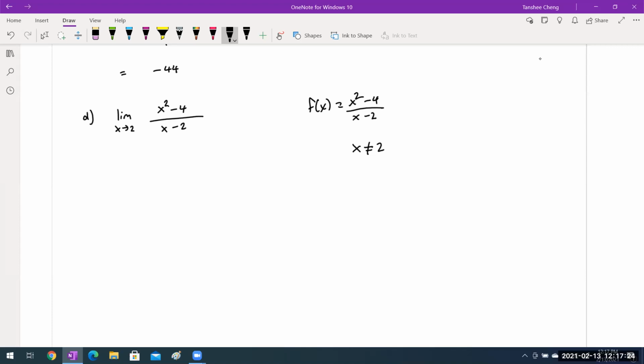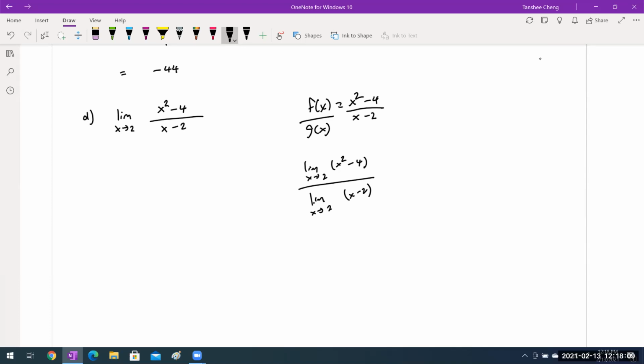Now, if we cannot use direct substitution, I may think about the quotient rule, thinking about the numerator as a function and the denominator as a function. That could apply also. I can see the limit as x approaches 2 of x squared minus 4 exists, and the limit as x approaches 2 of g of x, which is x minus 2, also exists. That's okay.